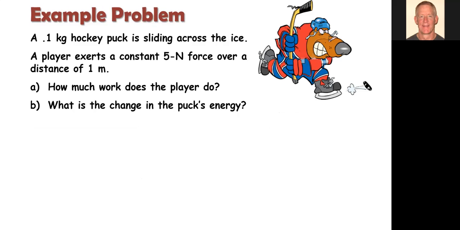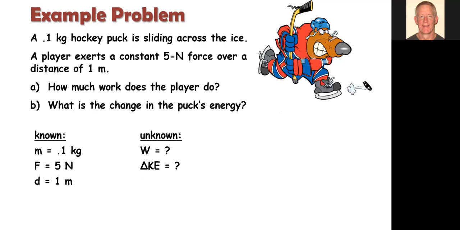All right, one final example here, and then we'll wrap this up. So there's a hockey puck sliding across the ice. It has a mass of 0.1 kilograms. And the player exerts a constant 5 Newton force over a distance of 1 meter. He's going to hit it with his hockey stick. So 2 questions. How much work did the player do to the stick? And what is the change in the puck's energy?